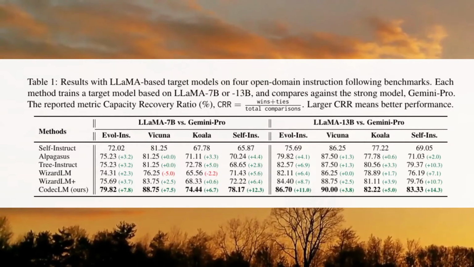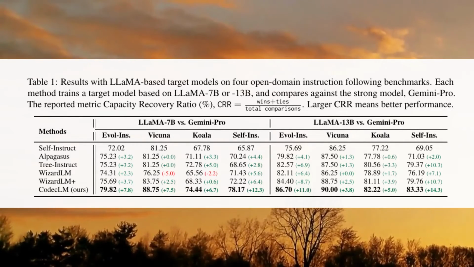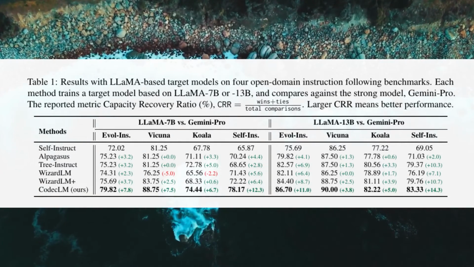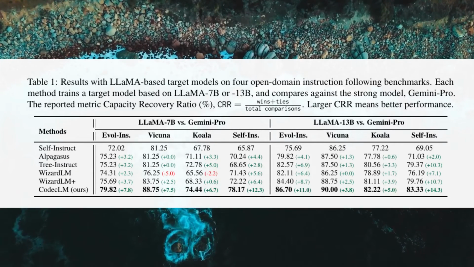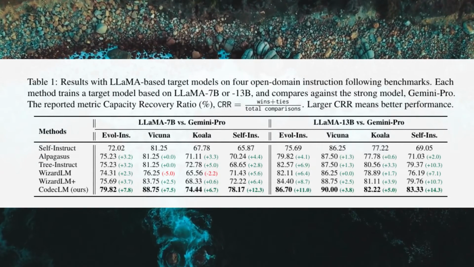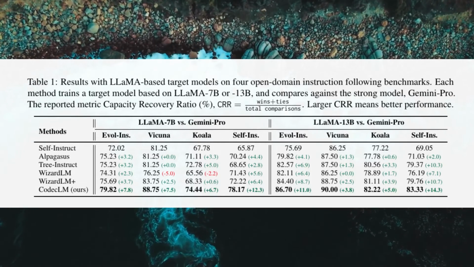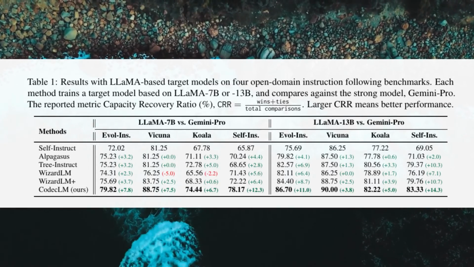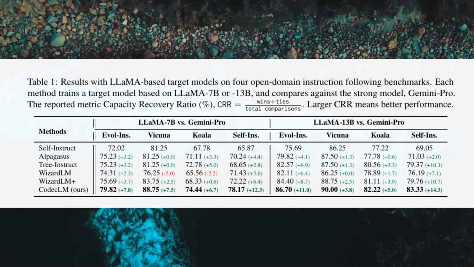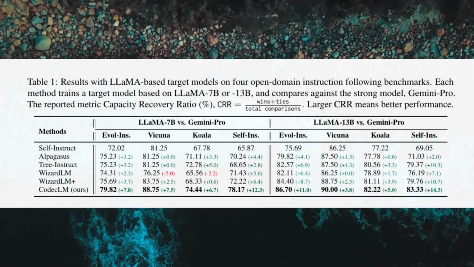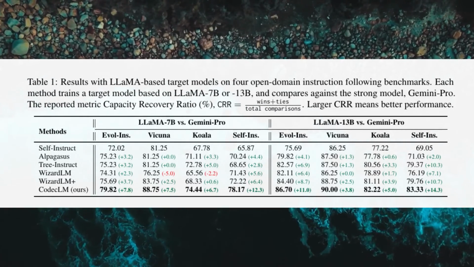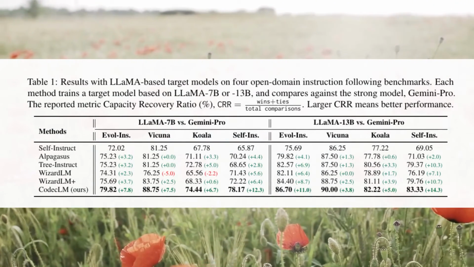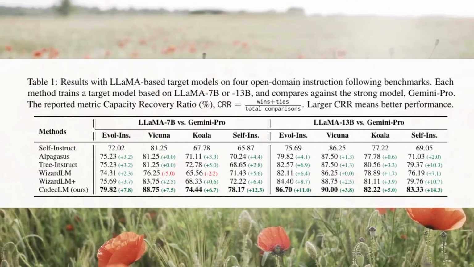CodecLM's effectiveness: a look at the results. Evaluations on various open domain instruction following benchmarks demonstrate CodecLM's effectiveness in aligning LLMs with diverse tasks. Compared to existing data generation methods, CodecLM consistently achieves superior performance with different LLM architectures and dataset sizes. This highlights its ability to adapt to different scenarios and efficiently utilize data for LLM alignment. Looking ahead, future directions and considerations. CodecLM offers a promising approach to LLM alignment with its ability to generate tailored synthetic data.